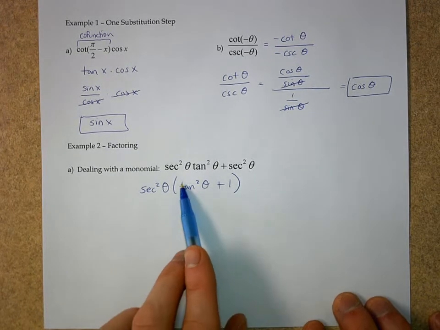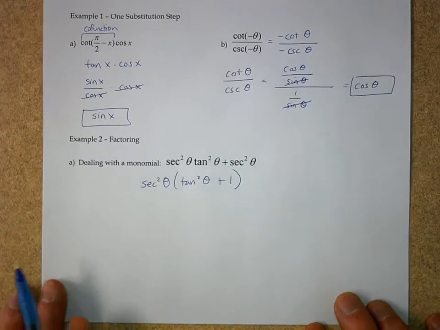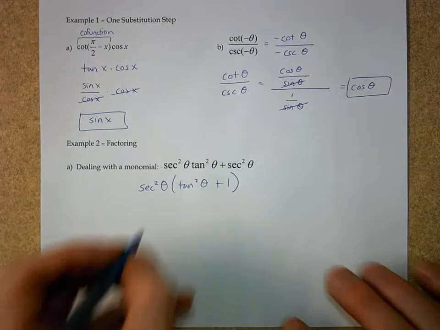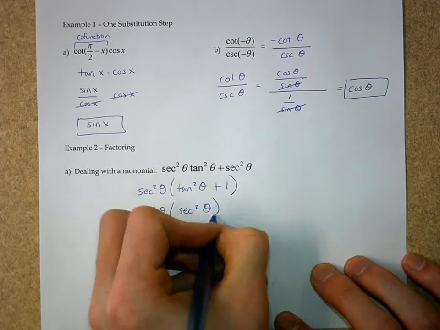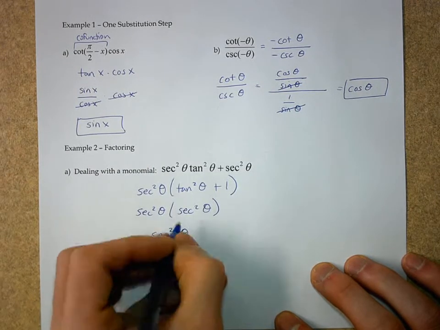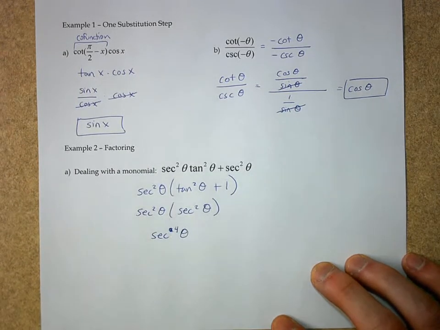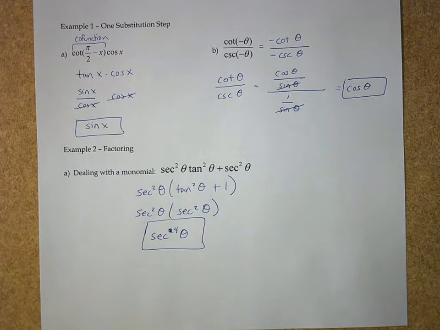Reason is because right here, tangent squared of theta plus 1, there's a Pythagorean identity. Tangent squared of theta plus 1 is the same thing as secant squared of theta. So secant squared times secant squared is going to be secant to the 4th of theta. And at that point, I'm fully simplified. I didn't write in terms of sine and cosine because 1 over the cosine raised to the 4th of theta, that's more messy because I've got a fraction. So I just want to leave that in terms of secant raised to the 4th.